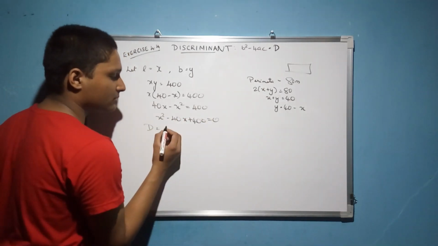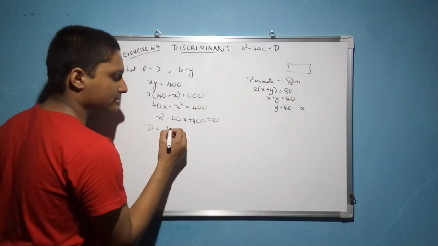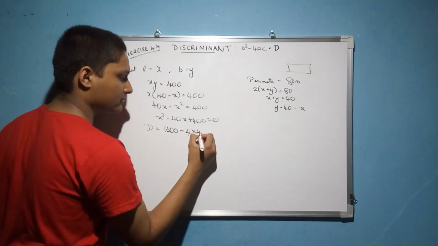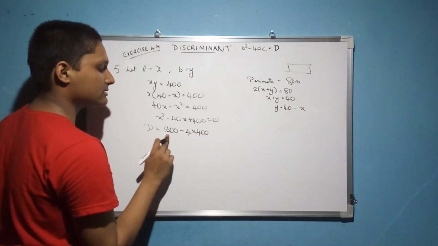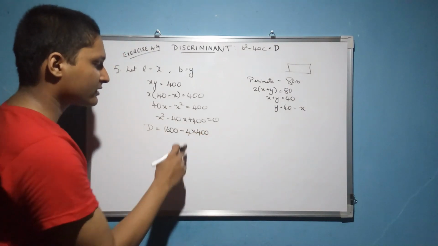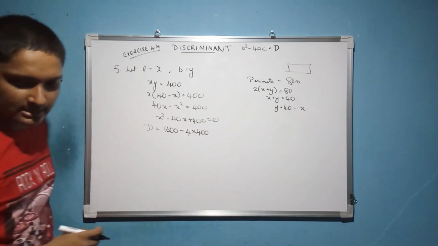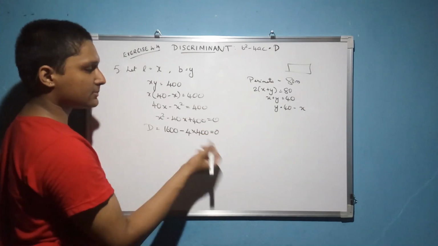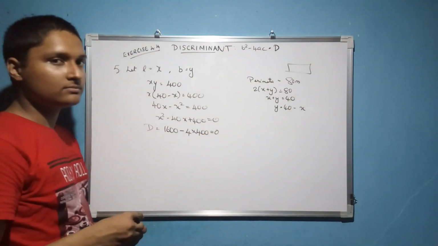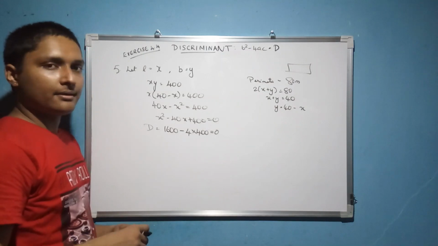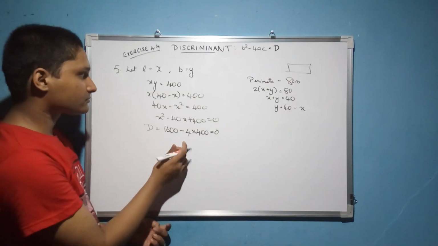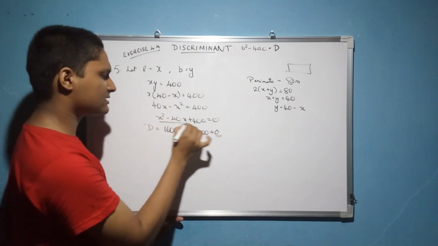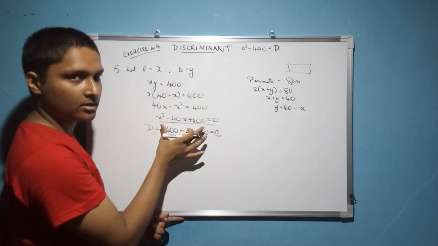The discriminant is going to be 40 square, that is 1600, minus 4 into 400. 1600 minus 4 into 400 is however 1600 only. Therefore, you are going to get it to be 0 here. Therefore, the discriminant is 0. That means this quadratic polynomial is going to be a perfect square.